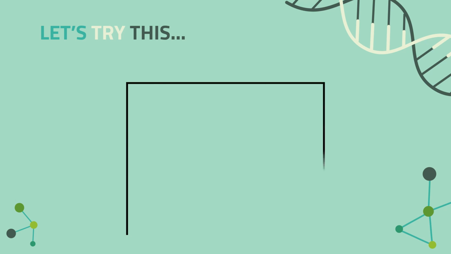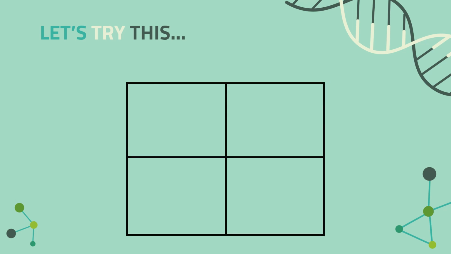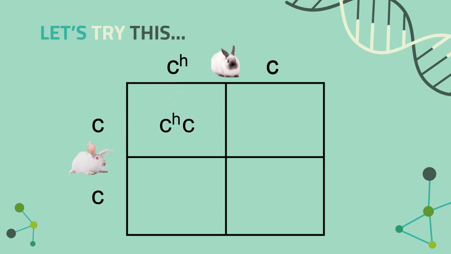Then, draw the Punnett square. Write the genotypes: c, and c^h c. Take note of how the genotypes are written. Now, pause this video and try to do the cross. Let's see if we will have the same answer. Let's do the cross. c^h and c, you'll have c^h c.